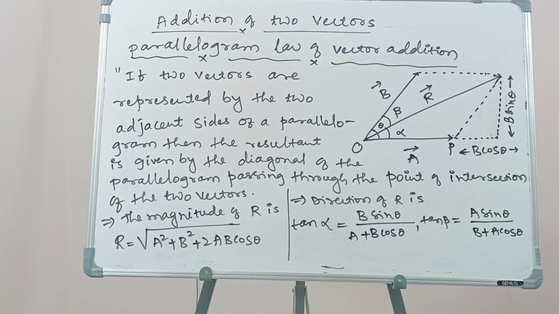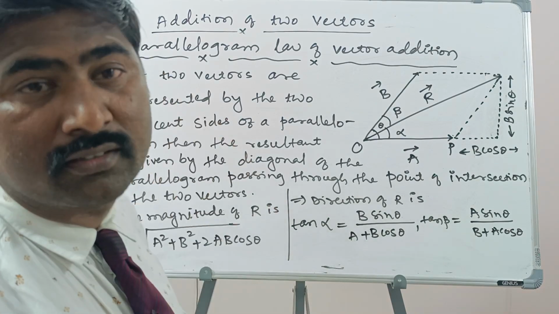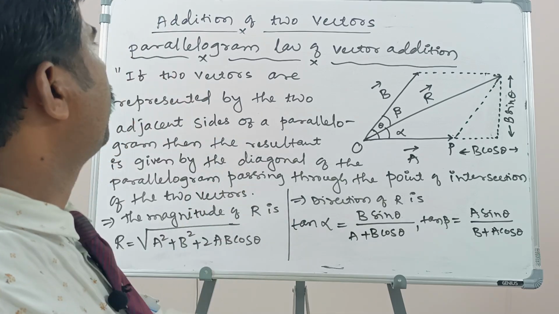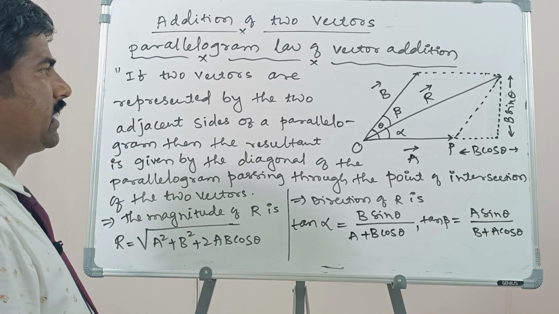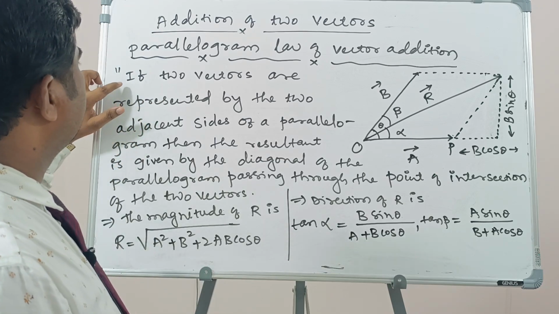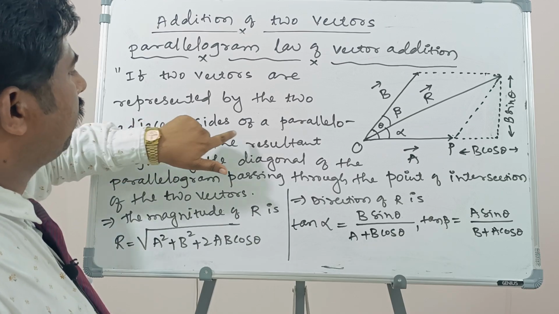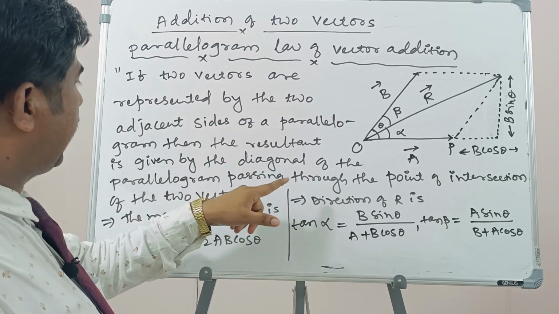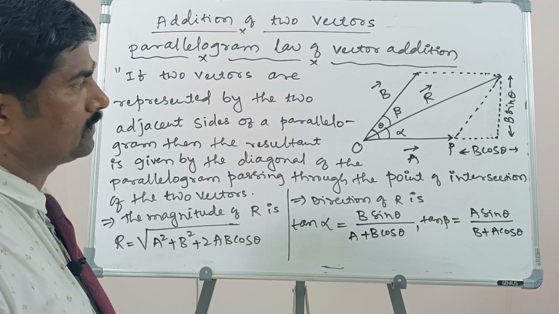Now let us discuss another one. Earlier we discussed the triangular law of vector addition. Now we are going for the parallelogram law of vector addition. As for the statement, you read this: if two vectors are represented by two adjacent sides of a parallelogram, then the resultant is given by the diagonal of the parallelogram passing through the point of intersection of the two vectors.